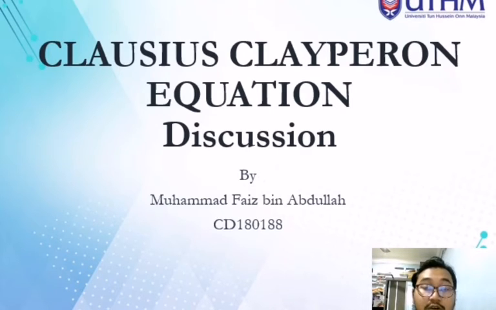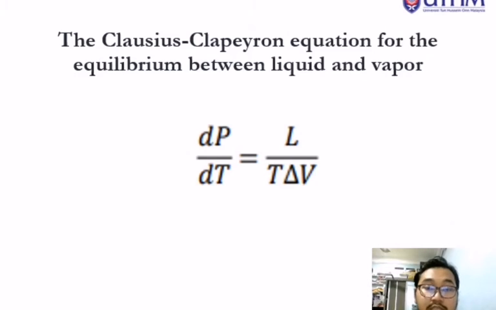Today, for our group, the topic for me to explain is the Clausius-Clapeyron equation, which is the discussion. First of all, we will see the Clausius-Clapeyron equation for the equilibrium between liquid and vapor. The Clausius-Clapeyron equation states that the relationship between the temperature of a liquid and its vapor pressure is not a straight line. If the temperature increases, the saturation pressure of the water vapor increases.